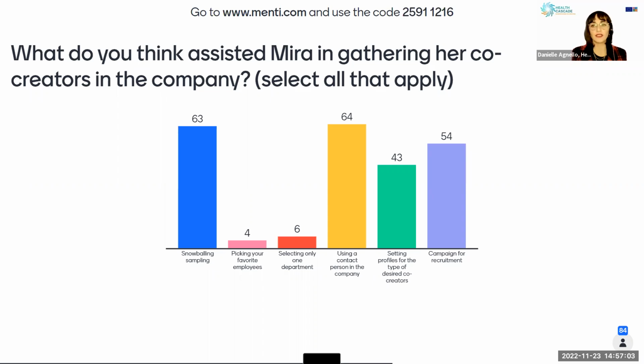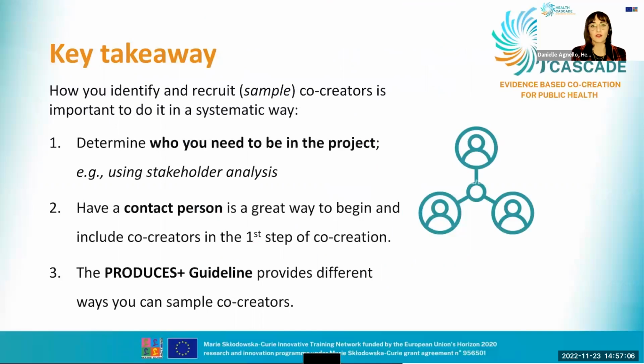And there are just a few key takeaways we wanted to talk about. So as Mira said, it's really having the strategy of understanding how you're going to start your project, how you're going to do this recruitment. And we recommend, for example, you could do something like a stakeholder analysis to really understand who needs to be in this project. And having that contact person is a great way to begin. So it's really getting someone, a co-creator involved from the very first step of the project. And we recommend also within Produces Plus guideline, we have different ways for you to sample. So when you look in there, you'll see some methods. So snowballing was one example of a method, but there's other methods you could use as well.